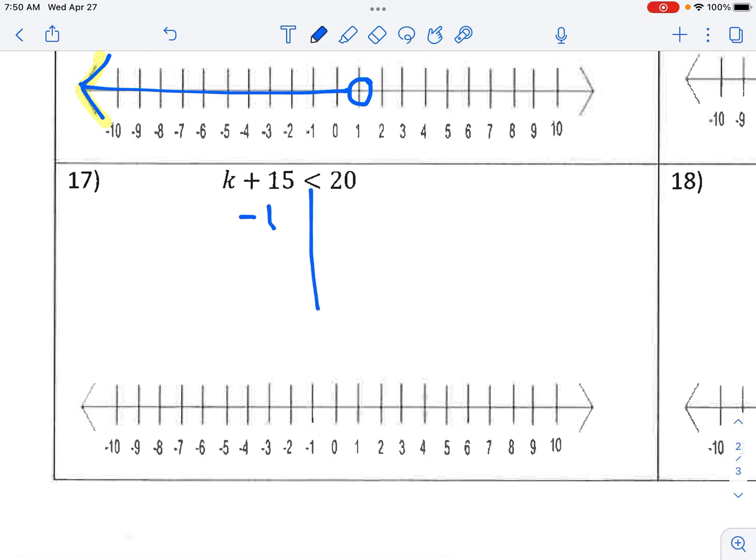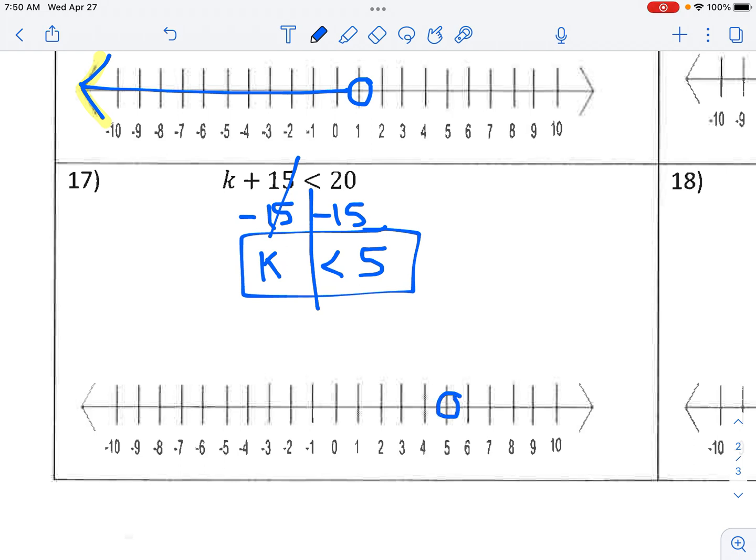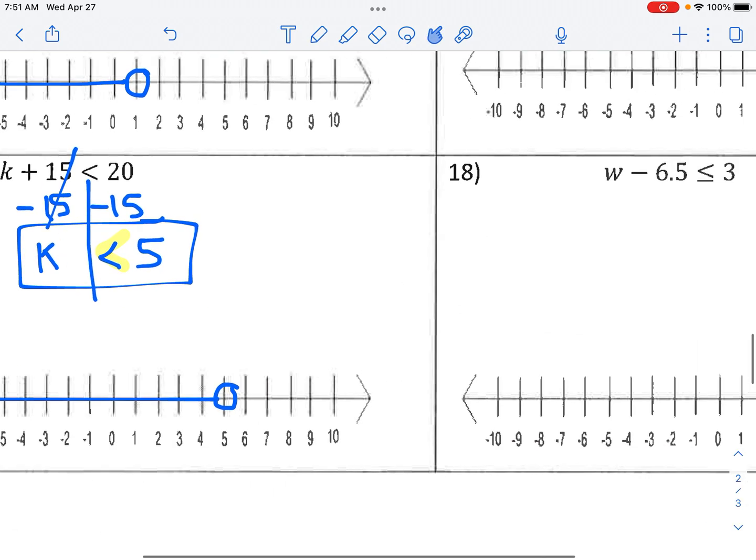Draw your mirror. -15 on both sides. 15 minus 15 is 0. So K is less than 20 minus 15 is 5. K is less than 5. Put a circle at 5. Look at the direction that less than points to. Find the matching direction on your number line. Darken your number line going to the left. And since that's less than, we're going to leave that circle open.